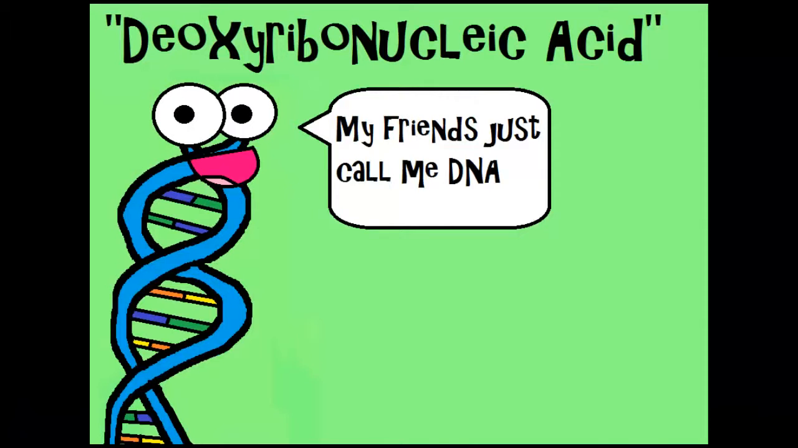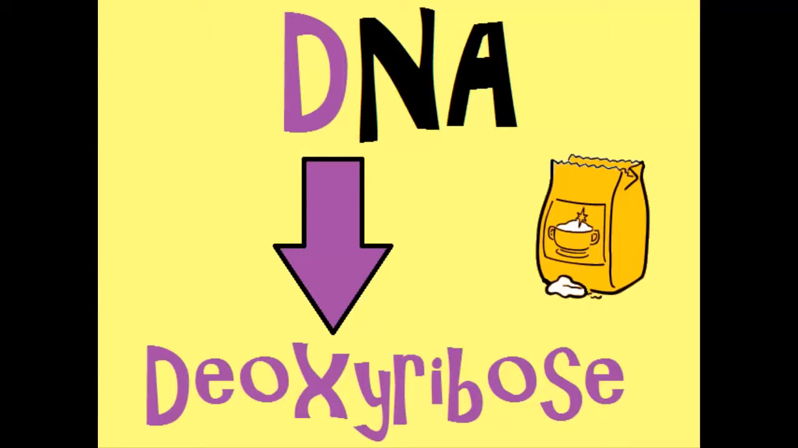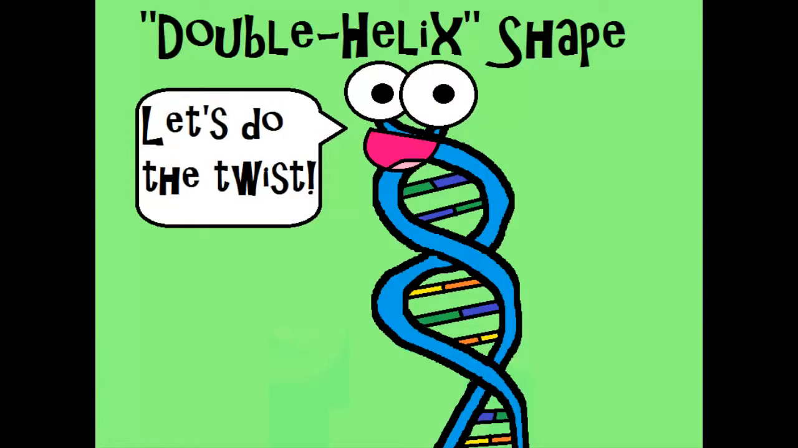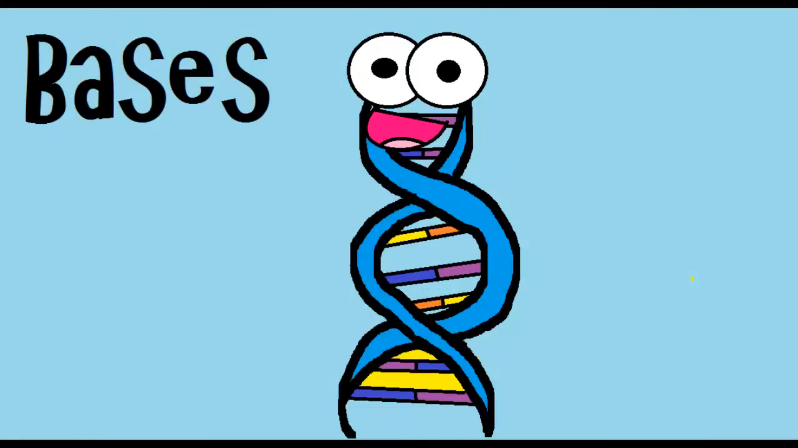So DNA stands for deoxyribose nucleic acid. The deoxyribose is a sugar, and nucleic acid is the type of biomolecule that it is. DNA is also double-stranded. That means it has two strands, and it's in a double helix shape, also known as a twisted ladder. We also have mentioned the bases in DNA.